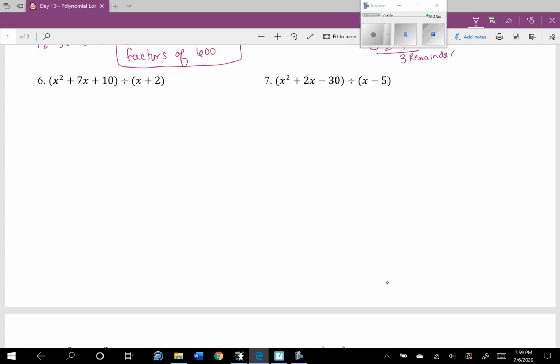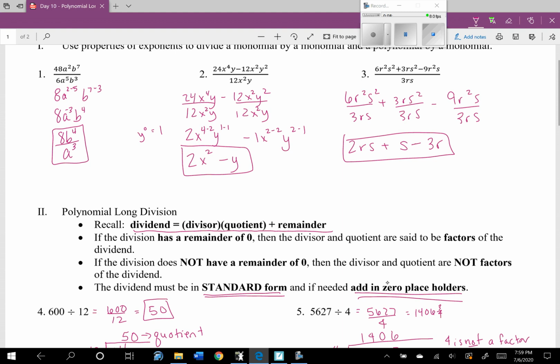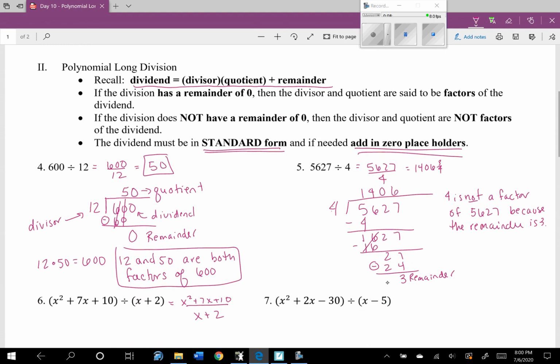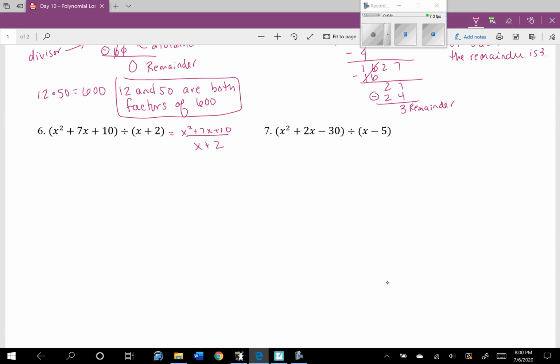So remember, this can be rewritten as x squared plus 7x plus 10 divided by x plus 2. Now this is different than what we did up here, because notice that each of these terms up here were just divided by one term. So when it's divided by one term, you can do what we did up here and use the properties of exponents. When we are dividing by multiple terms, in this case a binomial, we have to do something different, which is our polynomial long division.